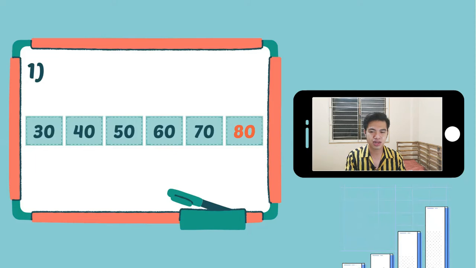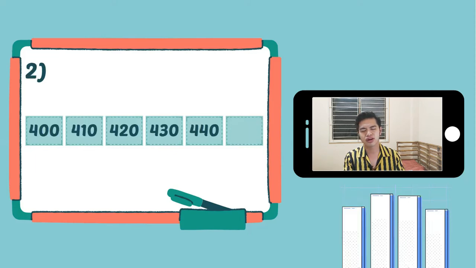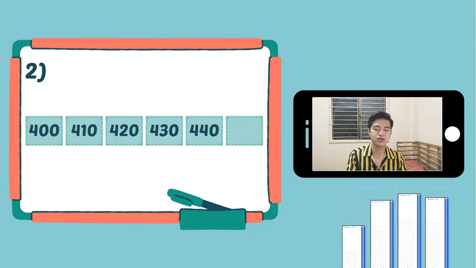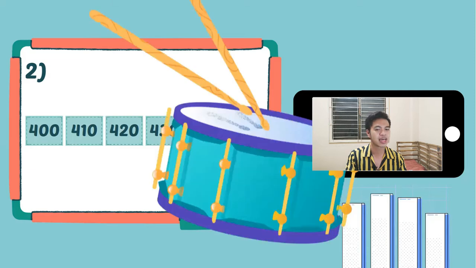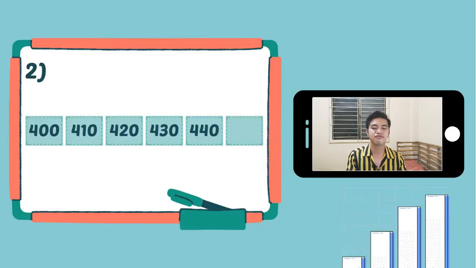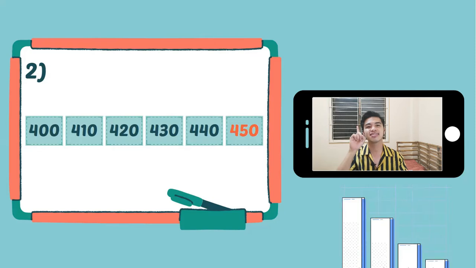So now let's go to number 2. 400 became 410, and then 420, 430, 440, and what do you think is the next number? Very good. The next number is 450 because we added 10 to it, okay?